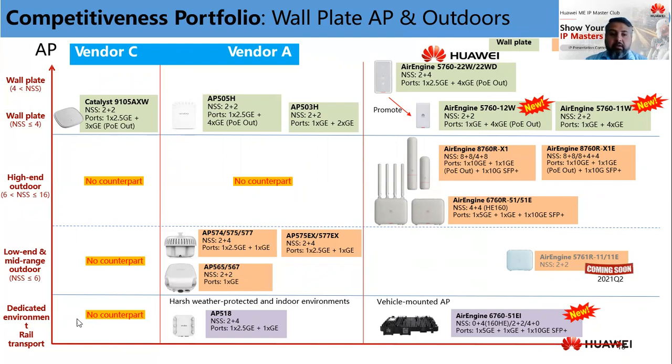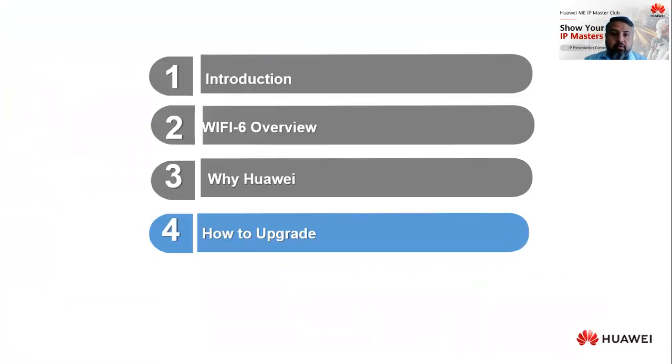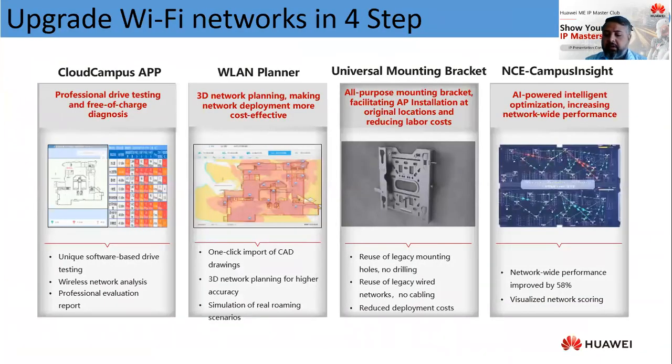They can sell it, and for the dedicated environment, rail transport, again, vendor C has no answer. Vendor A is providing a low-end access point for this, but again, Huawei trumps it by giving a 10G uplink and a far better and more improved uplink facility as compared to any other access point in the industry. So how to upgrade? We can upgrade with just four simple steps.